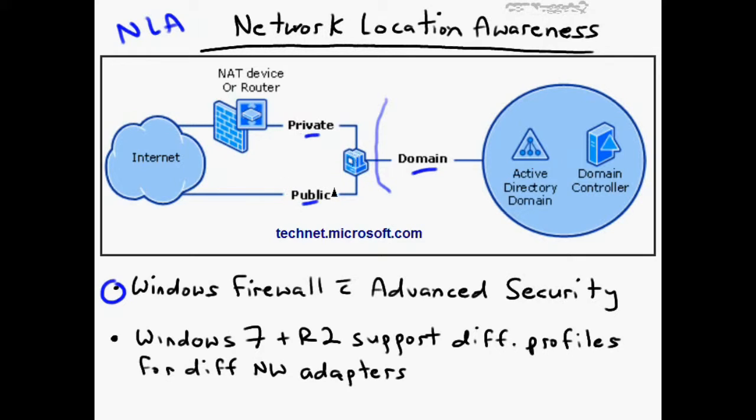The public location profile is going to cut off your network discovery features and apply a much stricter default Windows Firewall rule set, because the idea here is you're connected to an unsafe network environment. You're connected either directly to the internet or, even more dangerous, a public Wi-Fi or public shared network where you don't have the benefit of corporate security.